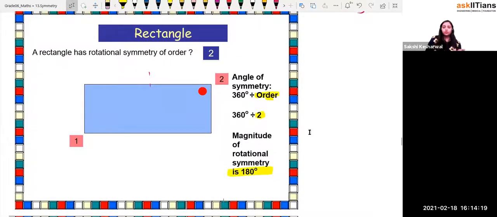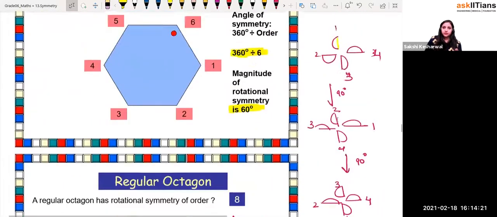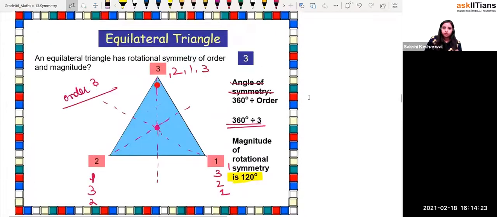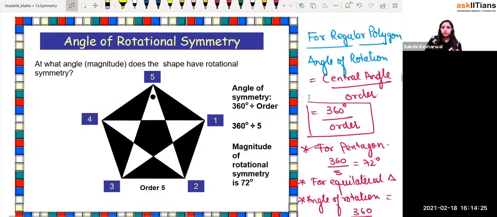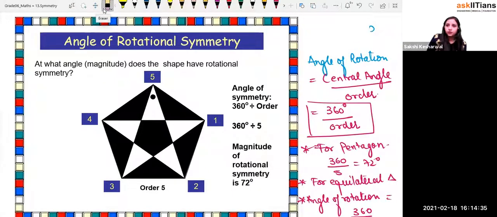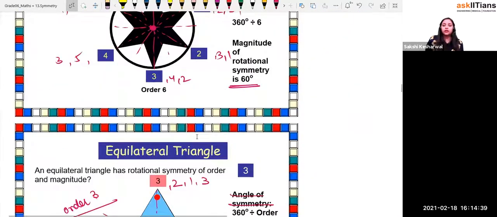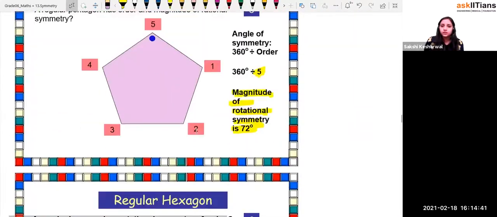So you can just go for any figure. It's not very much specific. I think we should drop this. Okay, for a regular polygon this is definitely going to work, but generally also it works, right? Generally also this works, that is, the angle of rotation is equal to what? The central angle, 360, divided by the number, that's the order, right?